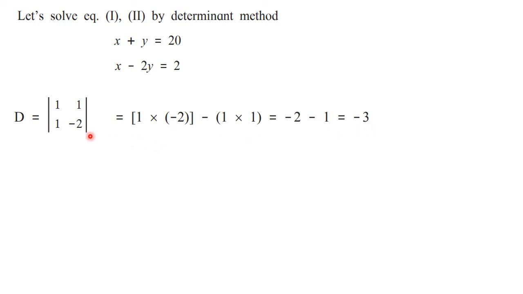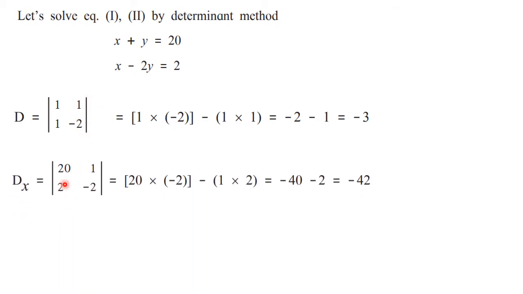Then let us go for Dx, the second determinant. So there we have to use the coefficients on the right hand side. That will come as the first column. And the second column you can copy down as it is. So Dx will be like this. 20 and 2 here as the first column, and the second column as it is from D.